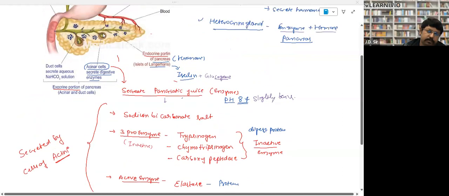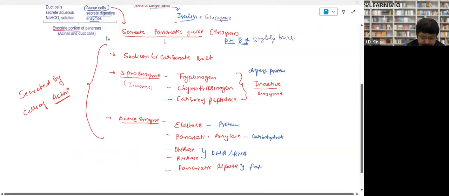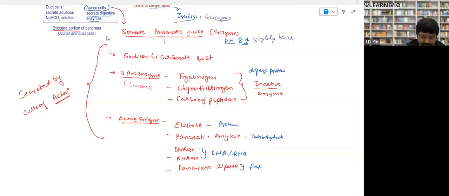It has rounded lobules called acini that secrete an alkaline pancreatic juice with pH 8.4. Full stop. About 500 to 800 ml of pancreatic juice is secreted per day.